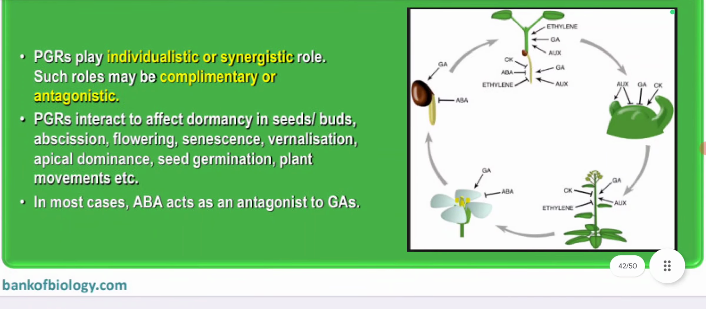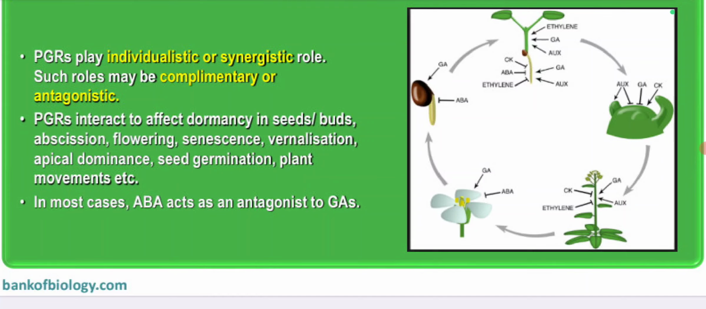Interaction of PGRs. PGRs play individualistic or synergistic roles. Such roles may be complementary or antagonistic. Antagonistic means one that contends with or opposes another. PGRs interact to affect dormancy in seeds or buds, abscission, flowering, senescence, vernalization, apical dominance, seed germination, plant movements, etc.